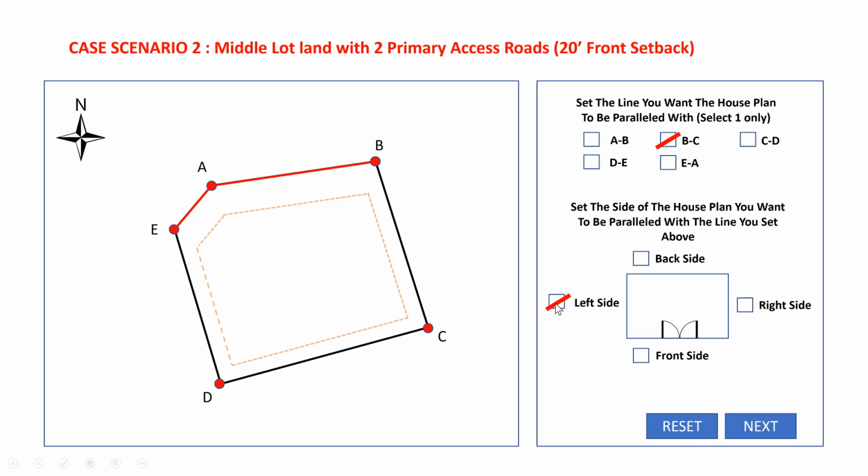Okay, so basically if I were to choose left, the left will be parallel to the BC line. See, it will be parallel to this one. It will not rotate to this line. So when I click next, this time it will show the house plans that are compatible with my land, or with this land.